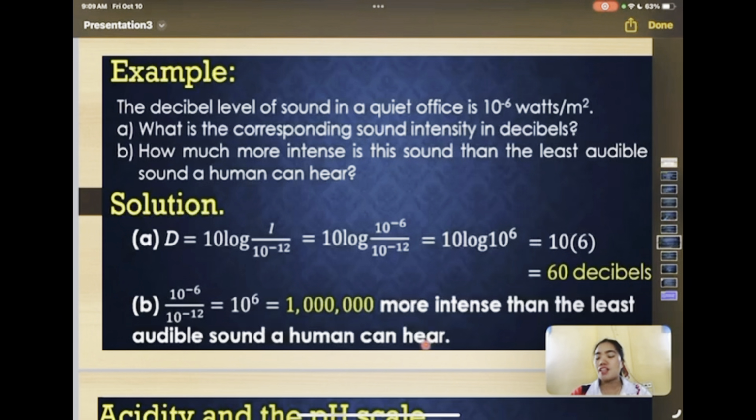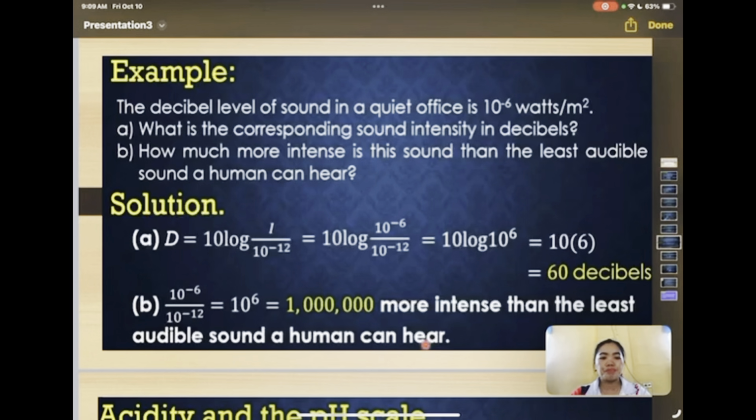And using a scientific calculator to get the value of log 10 raised to the power of 6, we will come up with 6. So that will be 10 times 6. Therefore, we have the answer 60 decibels. So that's the corresponding sound intensity in decibels.